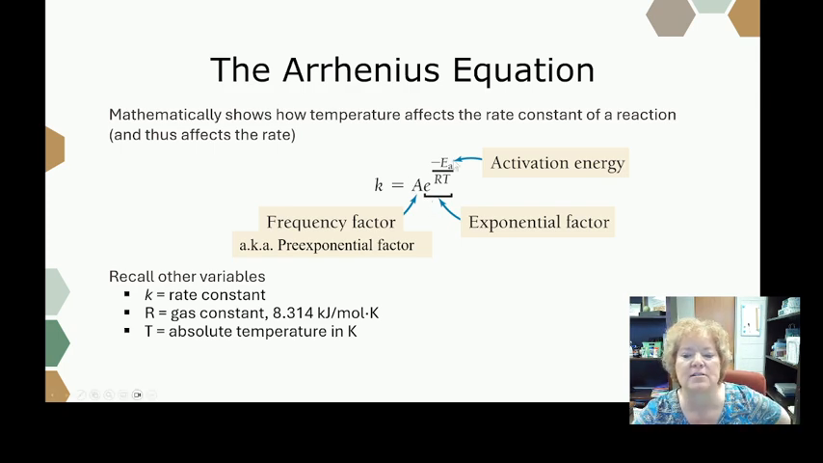So e raised to the power of a term that has the activation energy and the temperature. So I have negative activation energy divided by R. This is the gas constant, and you used a gas constant in Gen Chem 1, but you used the one that was liters atmospheres per mole Kelvin. I'm going to use a different version. Same constant, but in different units. We're going to use 8.314 kilojoules per mole Kelvin. I will give you that R value. So that's on the bottom times the absolute temperature. Remember, when we do temperatures, absolute temperature has to be in Kelvin.